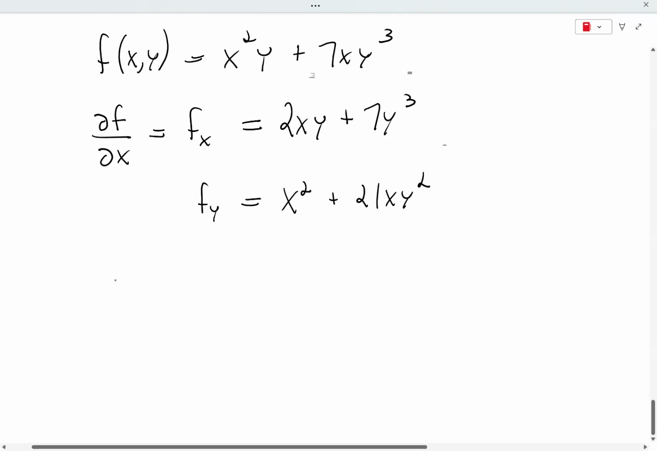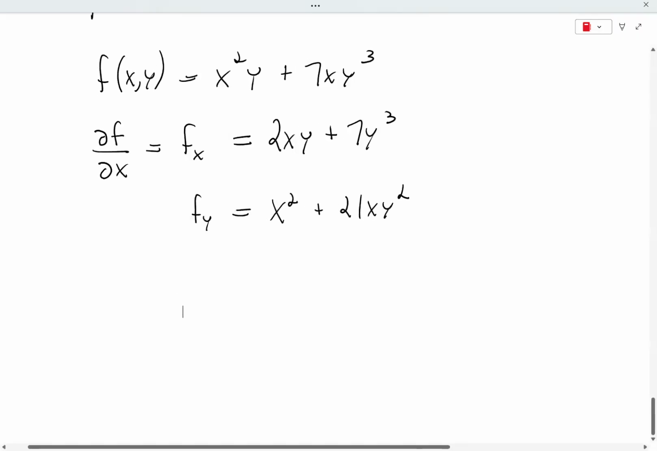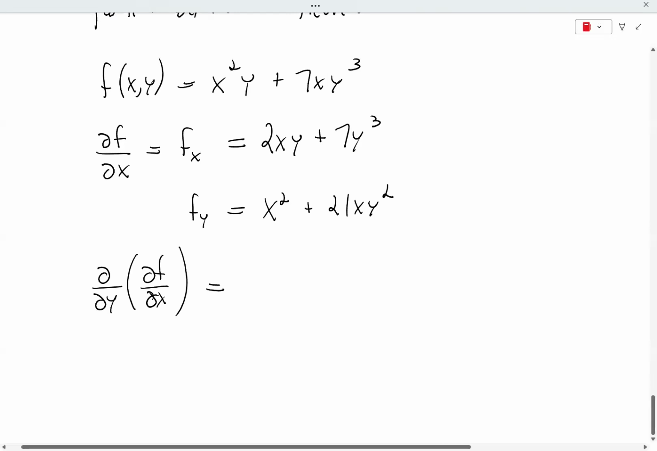Let me try another one here. Let's say f of xy equals. Actually, another thing I want to do here: you can also take second derivatives. So, for example, if I want to find the partial with respect to y of df dx, in other words I want to take a second derivative with respect to y. The other notation for this is f of, and it goes in this order, yx.